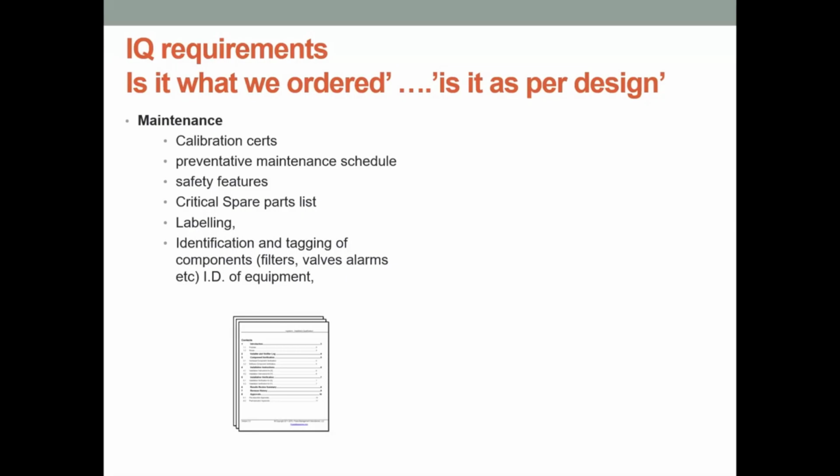Have we got a critical spare parts list? Do we know where we can get them from? Have we got approved suppliers for it? And do we know the lead times? Has everything been properly labelled? And is there identification and tagging of your components? So your filters, your valves, your alarms, etc. Is everything identified and has it all been mapped onto the P&ID?